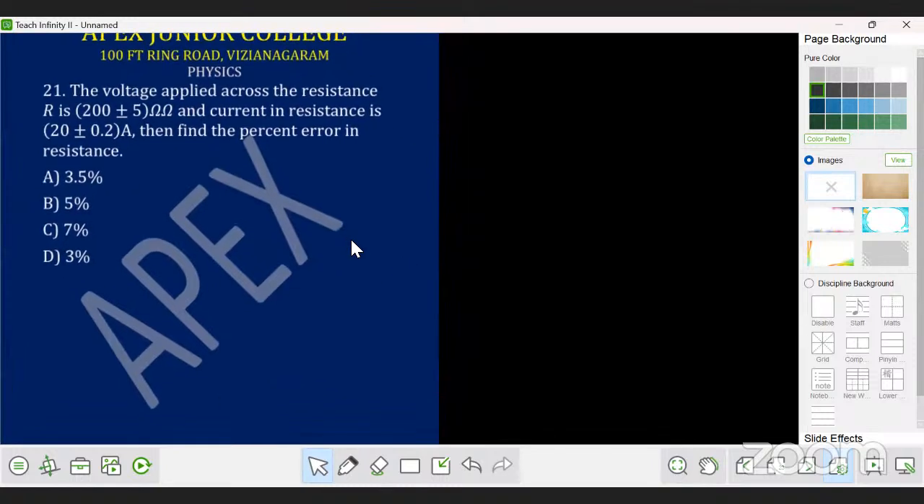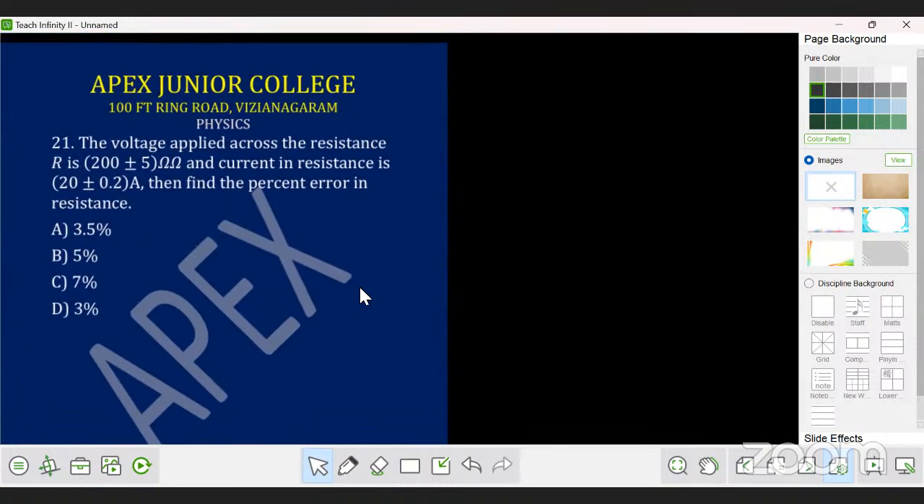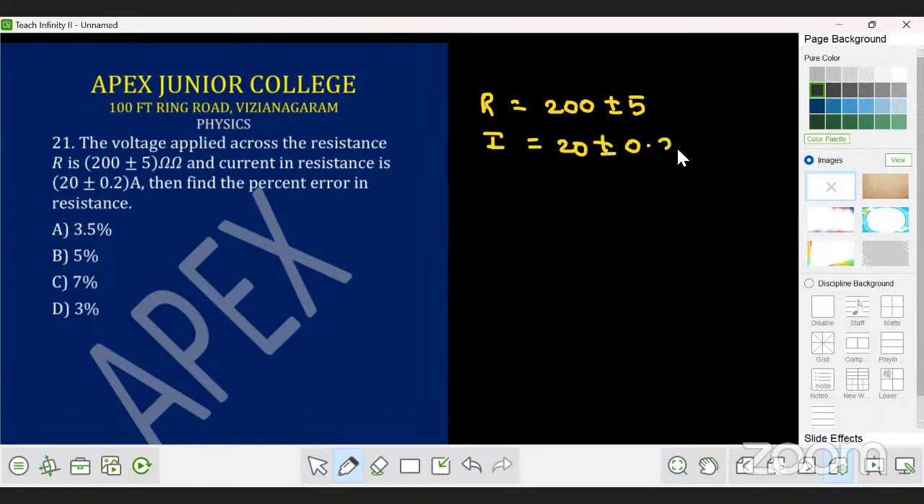The question will be very clear if you go through the full screen. The voltage applied across the resistance R is given. And of course, the R value is given here, that is 200 plus or minus 5 ohm. And the current value I is given as 20 plus or minus 0.2.